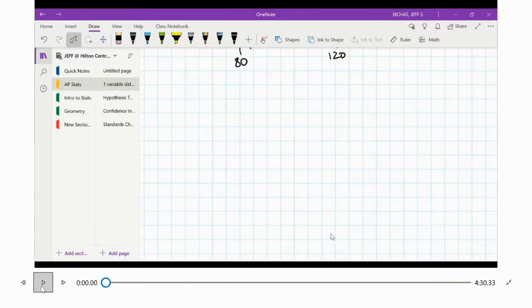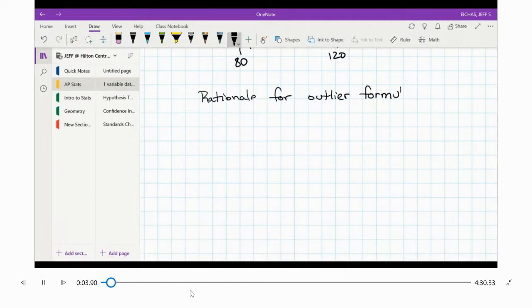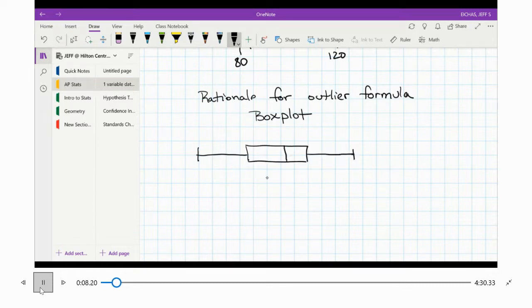Okay, so we're going to begin with the rationale for the outlier formula using the quartiles. What you're seeing right now is what a box plot uses, the 5-number summary: the min, that's where your whisker comes from, the first quartile, the median, the third quartile, and the max. I get some questions, well, what happened to the second quartile? The median is the second quartile.